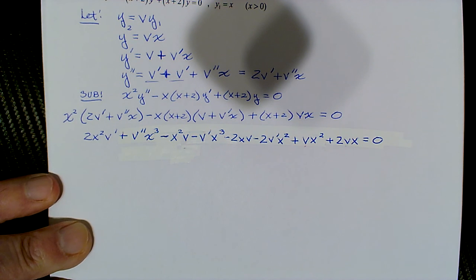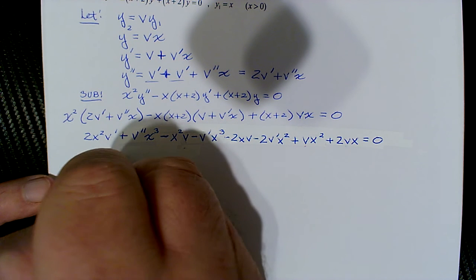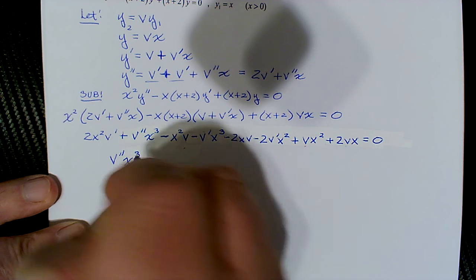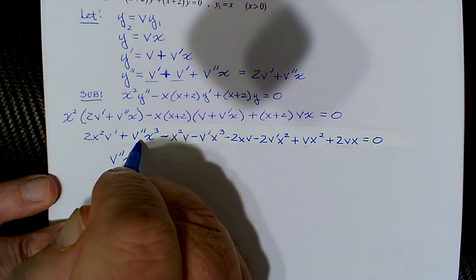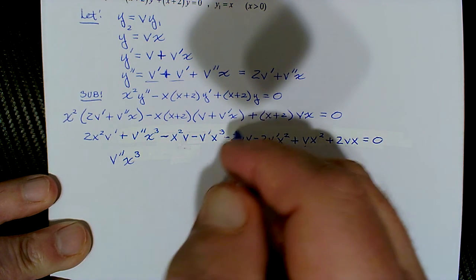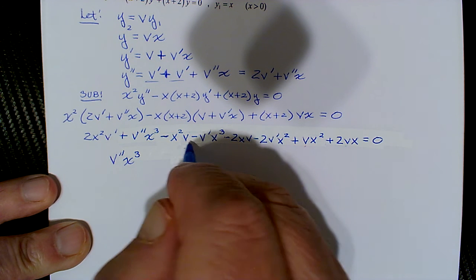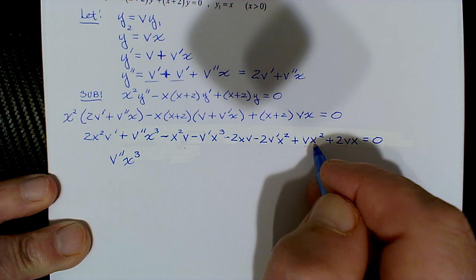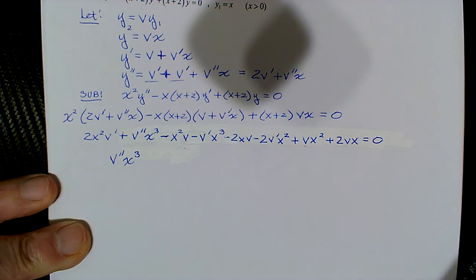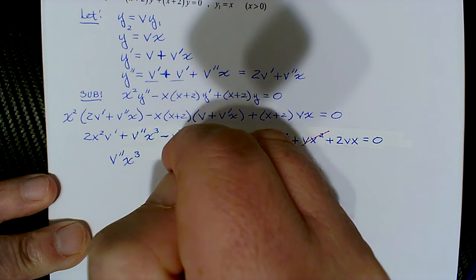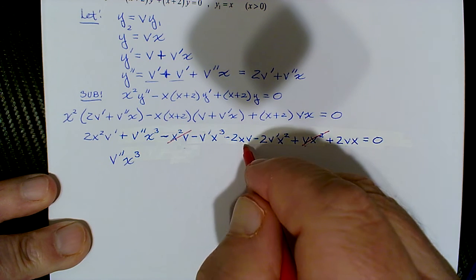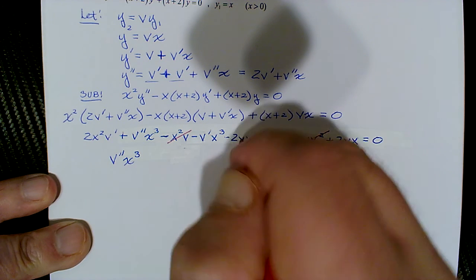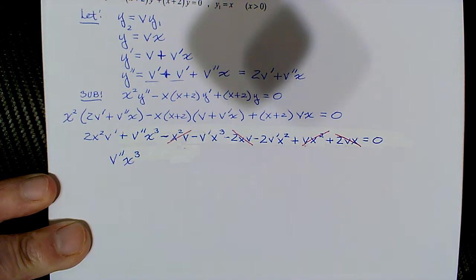Alright, now if I did things correctly, all the v's should vanish. Let's first recopy. The only term containing v double prime is the v double prime x cubed. So that's this term. Let's get rid of all the v's now. Make sure they vanish. Minus x squared v goes with this positive vx squared. So those guys disappear. And then this minus 2xv goes with this positive 2xv. So as expected, those disappear.